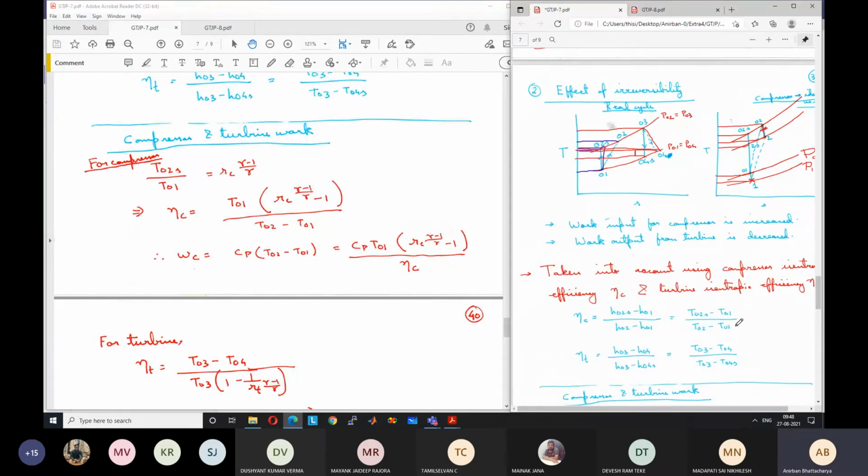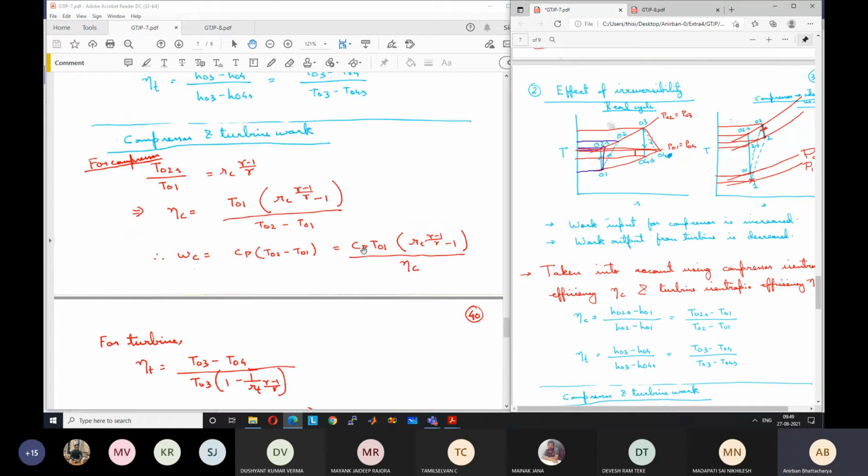So this we can write as, if we take T01 as common, it will become T02S by T01 minus 1. So T02S by T01 we have already seen is RC to the power gamma minus 1 by gamma. So we can write in this form, eta C is equal to T01 RC to the power gamma minus 1 by gamma minus 1 by T02 minus T01. Or the work input to the compressor can be written as Cp into T02 minus T01, which is equal to Cp T01 into RC to the power gamma minus 1 by gamma minus 1 by eta C.